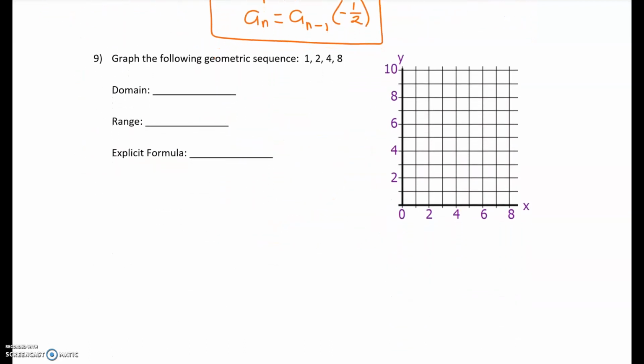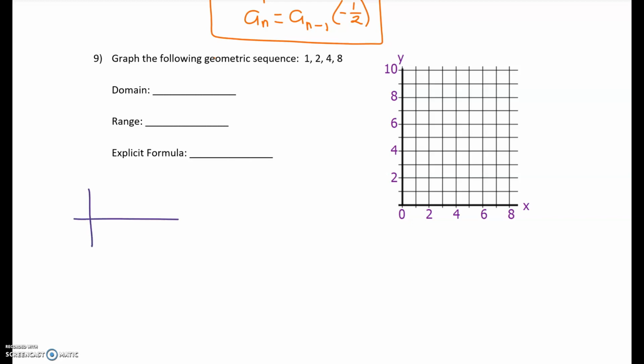Okay, then let's look at the last one. The last one is a graph. It says graph the following geometric sequence: 1, 2, 4, and 8. So how am I supposed to graph that? Well, let's talk about it.